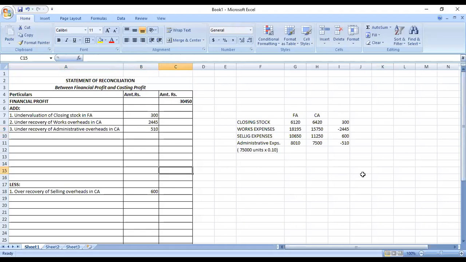After that, depreciation. What is the depreciation as per the financial accounts? 1,650. And what is it as per the costing? 1,200. Again, there is an undercharging of depreciation in cost accounts. In cost accounts it is taken less, in financial accounts it is already taken more.